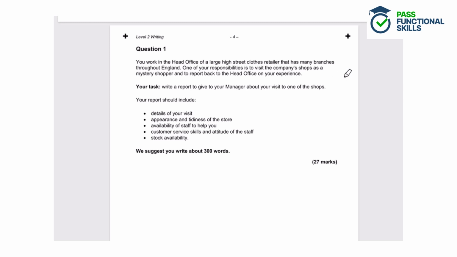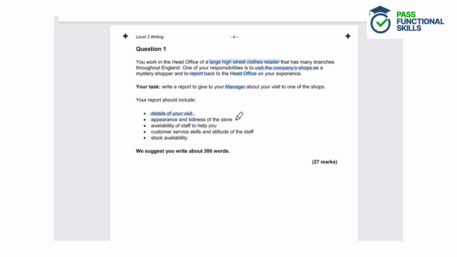So in this question, we need to consider the context that we've been given here. So we work in a large high street clothes retailer, and we need to visit a shop as a mystery shopper. And then we're writing a report about that shop to the head office. So because we're talking to the head office, reporting to a manager, that's a professional audience, so we're going to need to use formal language. And in our report, we should include details about our visit. So think about what kind of things happened on your visit. You can get quite creative with this.